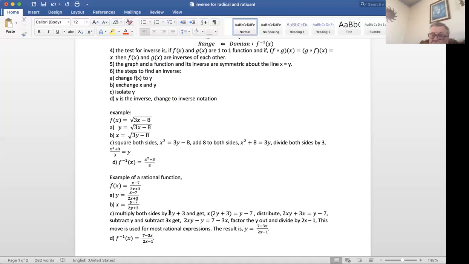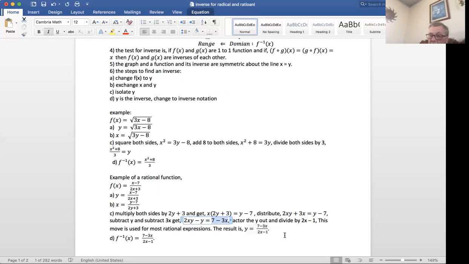We're going to multiply both sides by the denominator, just like we do with any equation. We want to get rid of the fraction. The denominator is the quantity 2y plus 3, so we multiply both sides by 2y plus 3. This gives us x times the quantity 2y plus 3 equals y minus 7. Distribute: 2xy plus 3x equals y minus 7. Subtract y and subtract 3x from both sides. In other words, I'm going to group the y's on this side and the things without y on the other side. That's our first big move here.